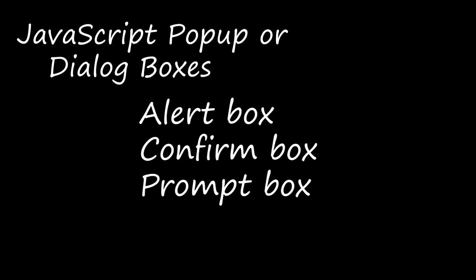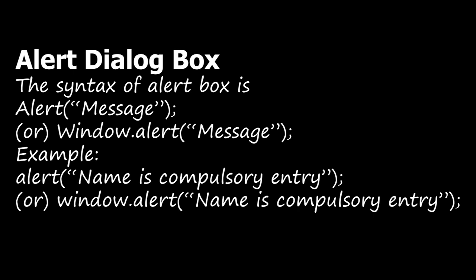Here we saw that three types of dialog box are there. Dialog box is also known as pop-up box. The three types of pop-up boxes are alert box, confirm box, and prompt box, right? And the first one we are going to see is the alert dialog box. This is used to give a warning message for the users, right?